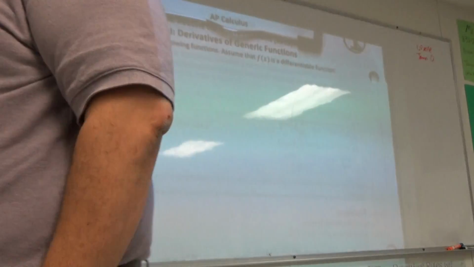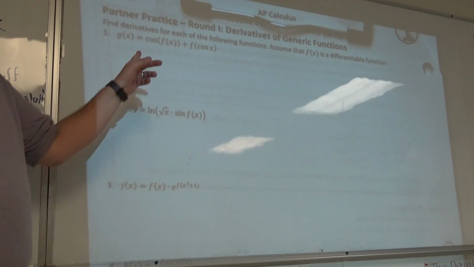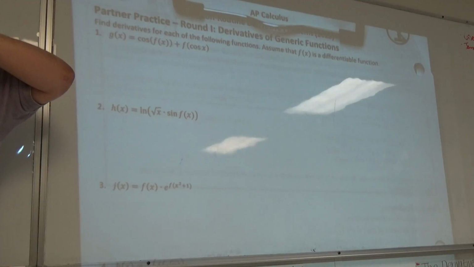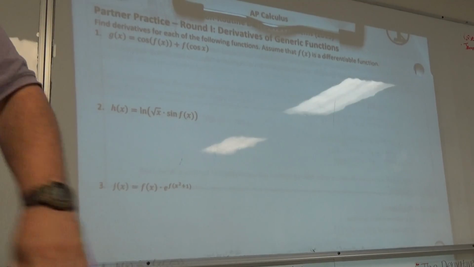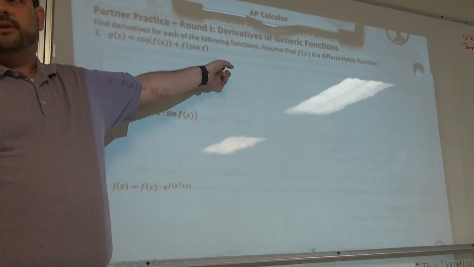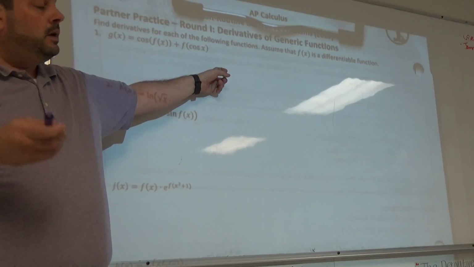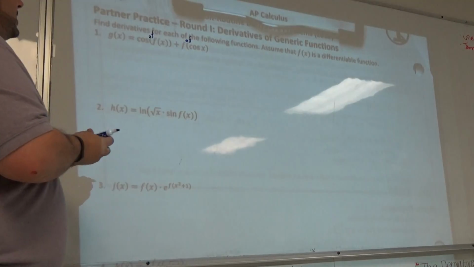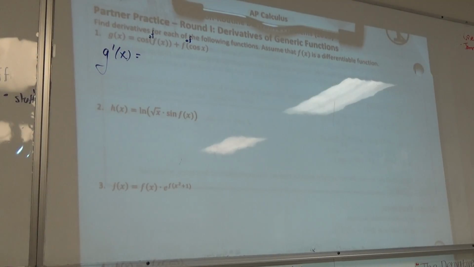Kimberly, can you read that using your best math vocabulary ever? G of x equals cosine of f of x plus f of cosine of x. Okay, what derivative rules do we need? There is a sum rule, right? The sum rule just says derivative of the first plus derivative of the second. That's not so bad. What I care about is, do you know chain rule? Okay, so I heard cosine of f of x, those are my chain rules. And Jose, please label your derivative so I know what I'm looking at.